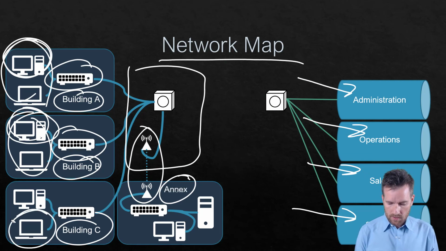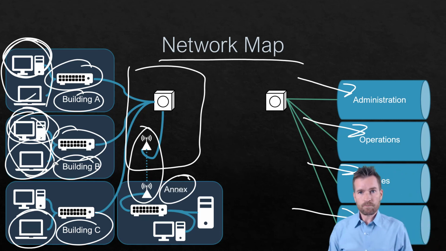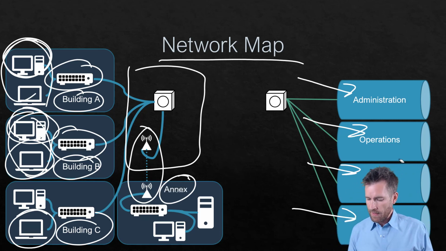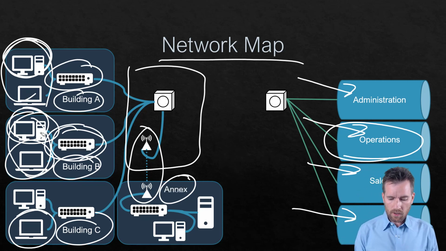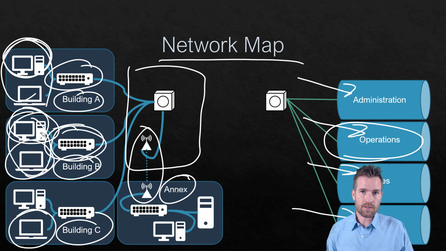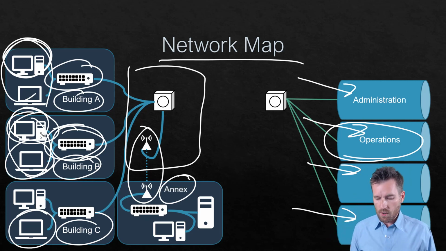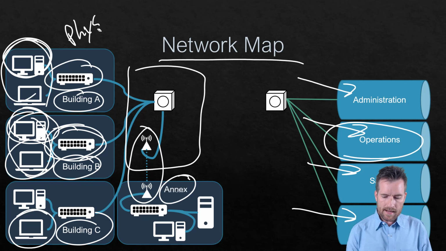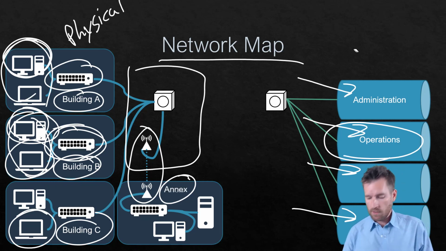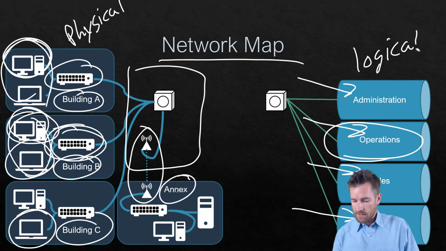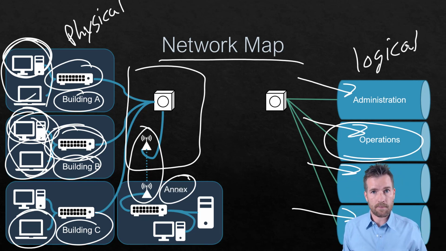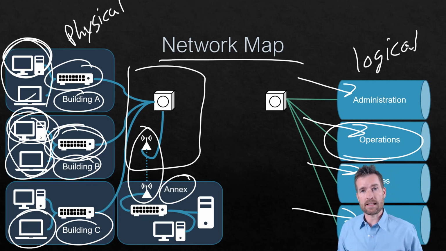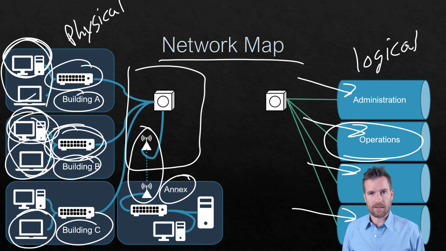And then same thing with operations. Maybe you have an operations laptop down in building C and an operations laptop in building B. The way they communicate, they all communicate within that operations network, even though they're going across the same physical switch or different physical switches. So your physical network could be set up much differently than your logical setup. And so therefore, what you probably want to do is have a network map that represents the physical topology and a network map that represents the logical topology.